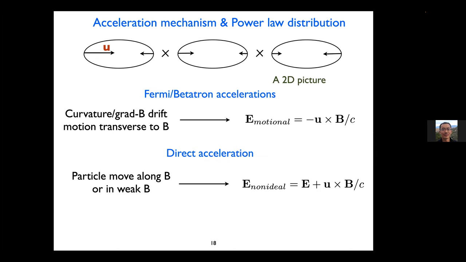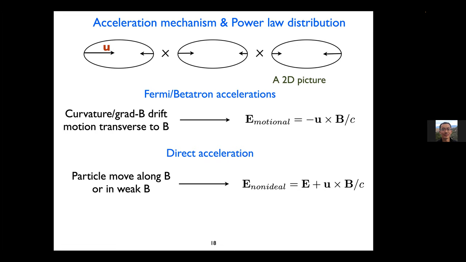So what we wanted to do was ensemble average a lot of particles and try to collectively understand their acceleration mechanism. What I did, which admittedly probably won't disentangle all the acceleration mechanisms, was use the guiding center approximation to separate different motions. For example, Fermi and betatron acceleration correspond to the curvature and grad B drifts. Those drift motions are transverse to the magnetic field, so they have to take advantage of the perpendicular electric field, the motional electric field, which is usually the U cross B electric field in Ohm's law.